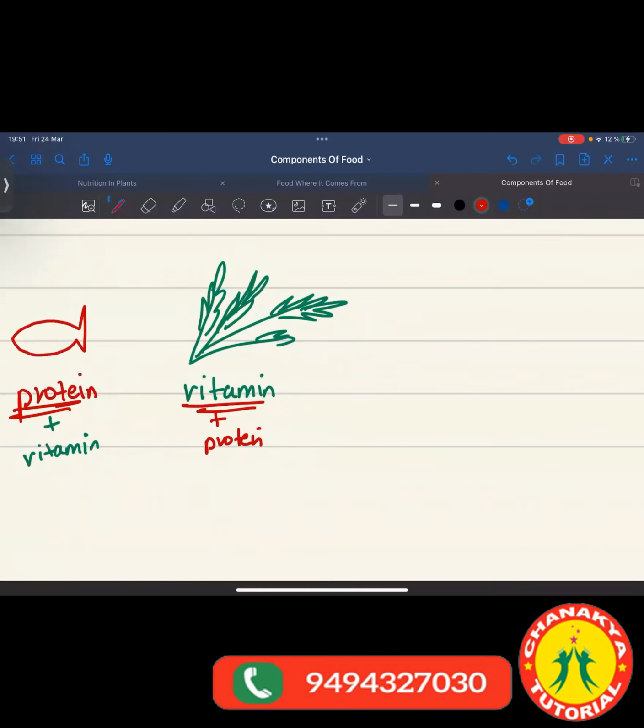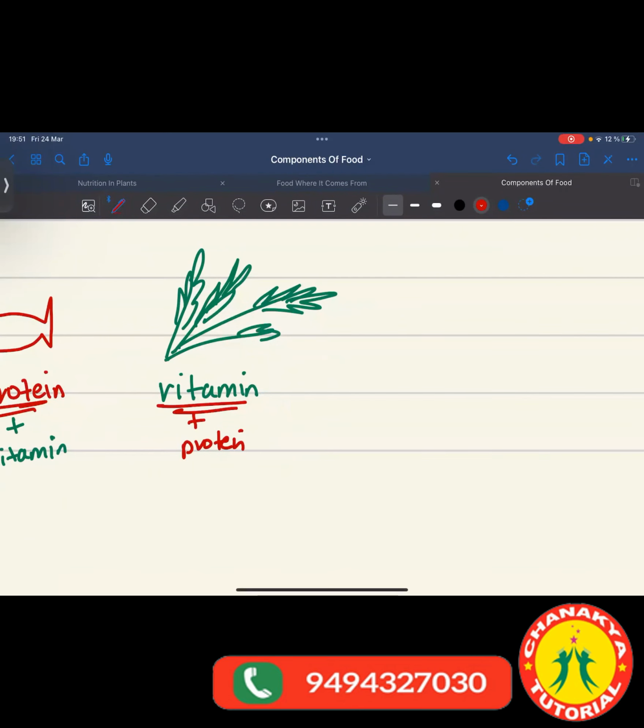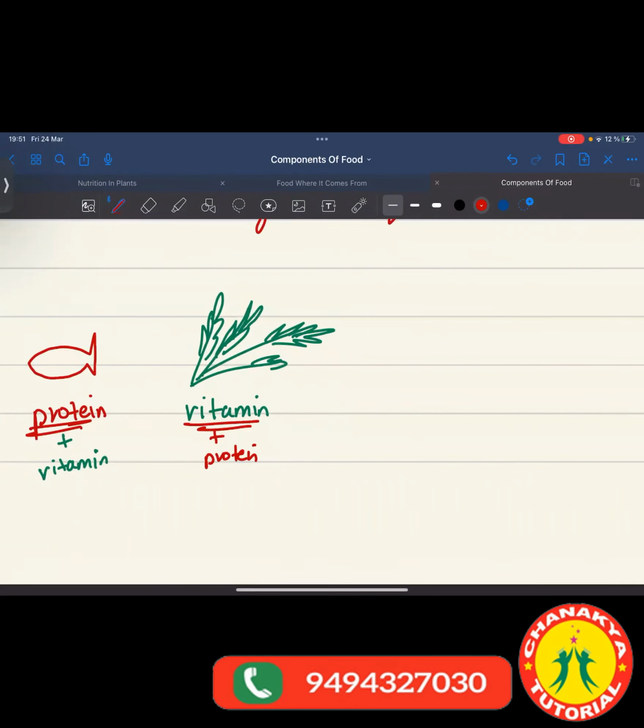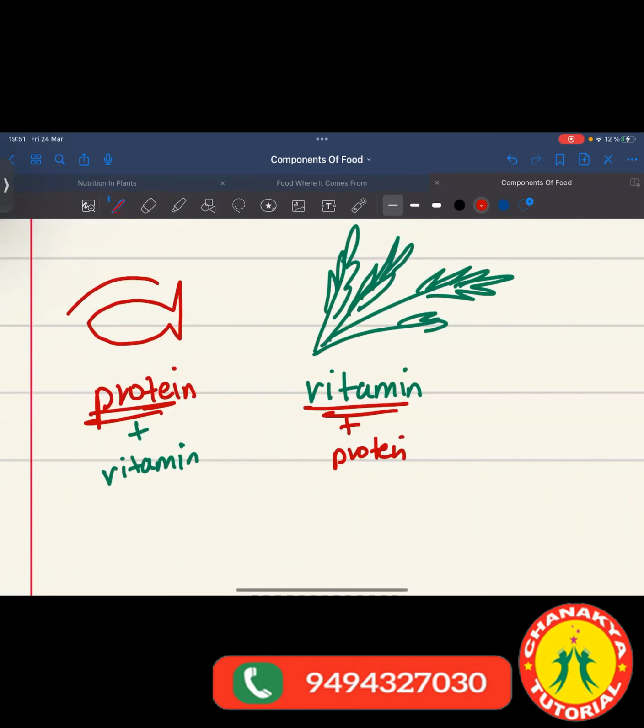For example, rice. You know that rice has more carbohydrates than any other nutrient. Other than proteins, fats, minerals and vitamins, it has a high amount of carbohydrates only. So it's called a carbohydrate rich food. Similarly, fish is called a protein rich food. Green leafy vegetables are called a vitamin rich food.